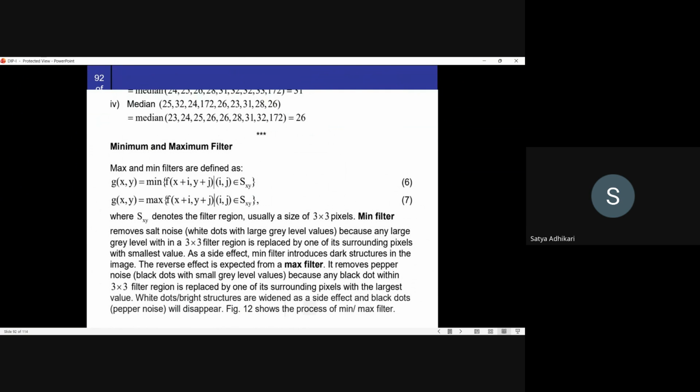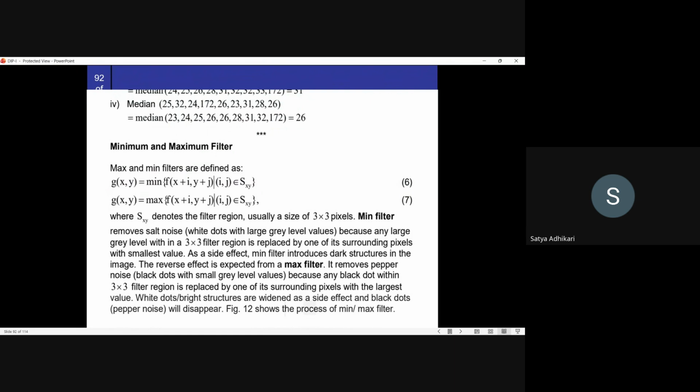Then let us start the new one, the maximum and minimum filter. As we have discussed already, the mean filter or average filter is where the pixel in the hotspot is replaced by its average value, the mean value. It is called the mean filter. It has some properties we have already discussed. And now we have just discussed the median filter, that is, in place of the mean, we calculate the median values, and it also has some merits and demerits.